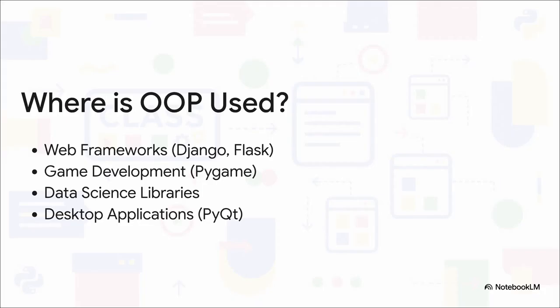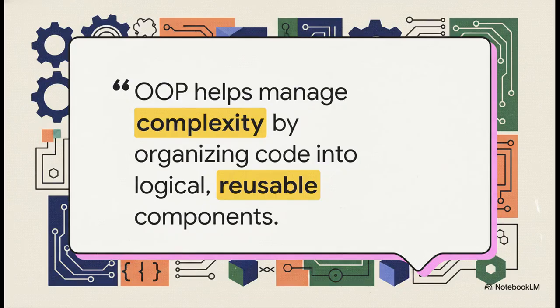And trust me, you will find these OOP ideas absolutely everywhere in Python. All the big web frameworks like Django and Flask, game development libraries like Pygame, even powerful data science tools like Pandas, they are all built on a foundation of classes and objects. To really master these tools, you've got to understand OOP. So if you take just one thing away today, please let it be this. The whole point of OOP, the big reason it exists, is to help us manage complexity. As your programs get bigger and bigger, organizing your code into these neat, logical, and reusable little bundles isn't just nice. It becomes absolutely essential for building software that you can actually maintain and grow over time.